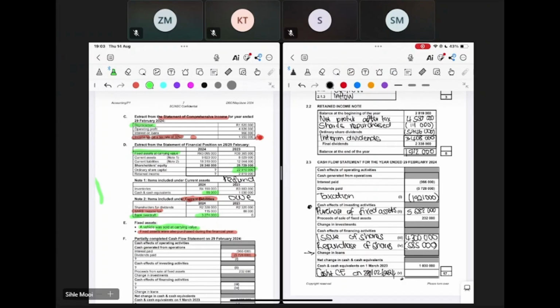So to get our cash and cash equivalents at the end of the year, we are going to take the 55,000 and then we are going to subtract the 3,274,000. And that will give us what our cash and cash equivalents should be. And that will be negative 3,219,000. And that's your cash flow statement completed. Any questions?